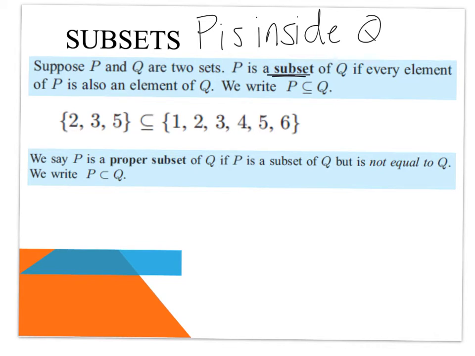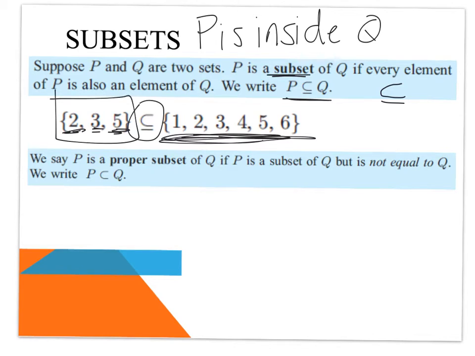And we write subset using this symbol. It's like a sideways U with a line underneath it. So {2, 3, 5} is a subset of {1, 2, 3, 4, 5, 6} because 2 is inside this set, 3 is inside this set, and 5 is inside this set, making this set a subset of this one.